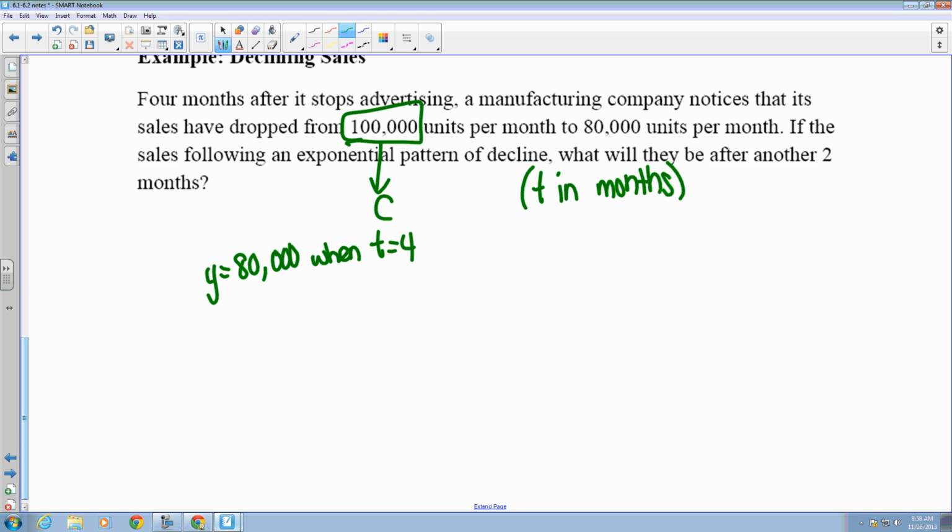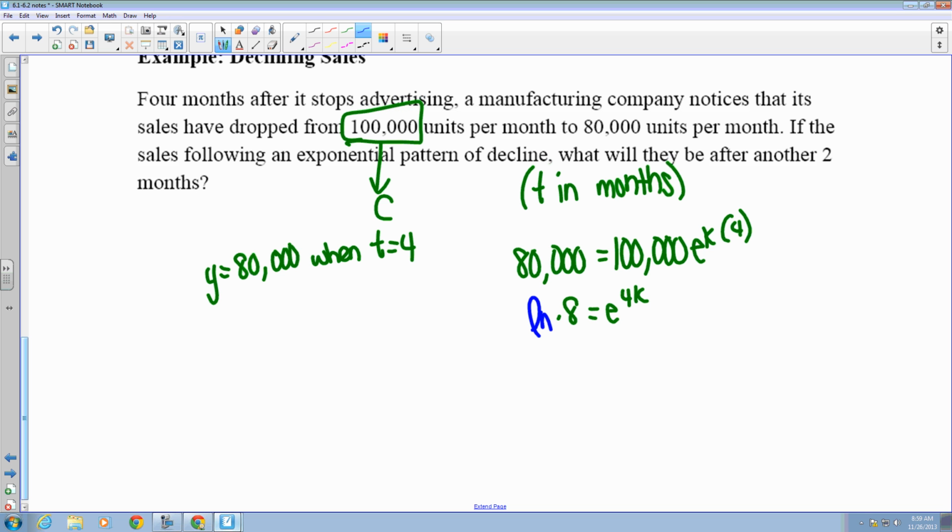So now, if we want to find what the k is, we can put in 80,000 for y, 100,000 for C, and 4 for t. So 0.8 equals e^(4k). Take the natural log of both sides. k equals natural log of 8/10 divided by 4, which is negative 0.0558.